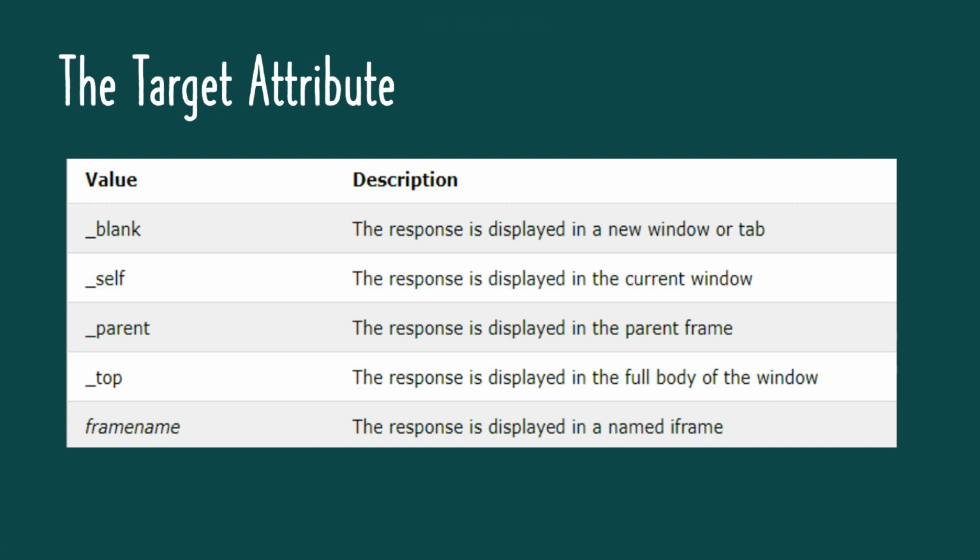For the _blank value, the response is displayed in a new window or tab. For the _self value, the response is displayed in the current window. For the _parent value, the response is displayed in the parent frame. For the _top value, the response is displayed in the full body of the window. And for framename, the response is displayed in a named iframe.